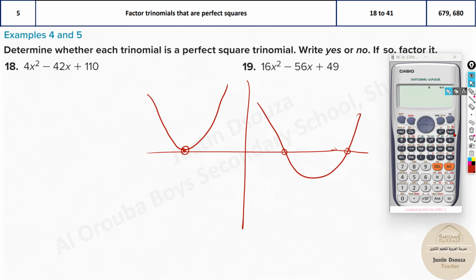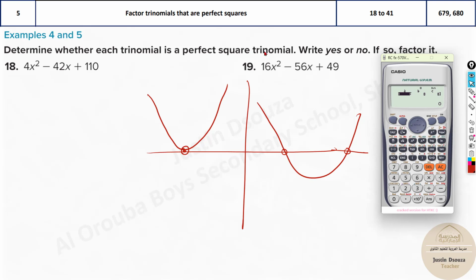Take your calculators out. We will go to mode 5 and 3 to solve quadratics, right? You do not need to simplify or take the common terms, nothing. You just need to know what the answers for x are. So I will start with the first one. The coefficients are 4, minus 42, and lastly 110. What's the answer? X1 is 11 by 2, that is 5.5, and then we have 5. So there are two solutions. This is not a perfect square.